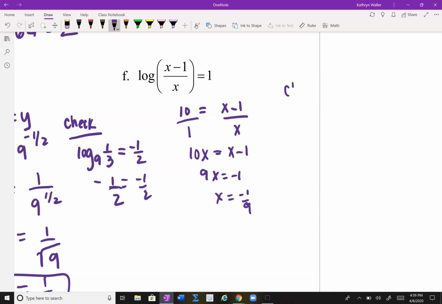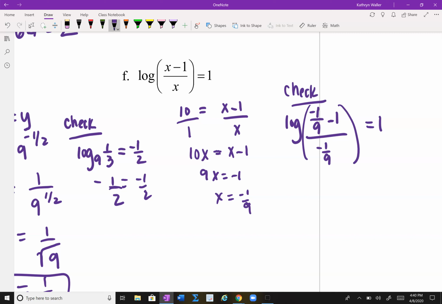And then I'm going to write the word check. And I have to check from the beginning problem. And I go the log of negative 1/9 minus 1 divided by negative 1/9 equals 1. Do you see how what I'm taking the log of is so crazy? So that's why I put parentheses like that.